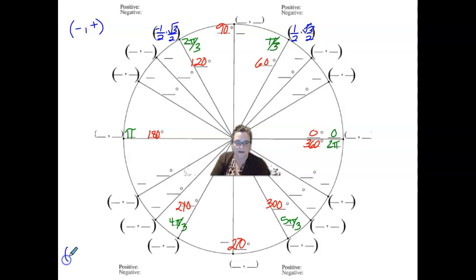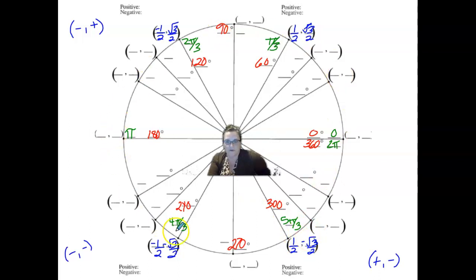Then in quadrant 3, both x and y are negative. So this is going to be a negative 1/2, negative root 3 over 2. And then at 5 pi over 3, now we're in quadrant 4, where x is positive, y is negative, and our coordinate is positive 1/2, negative root 3 over 2. So those would be the pi over 3 angles.